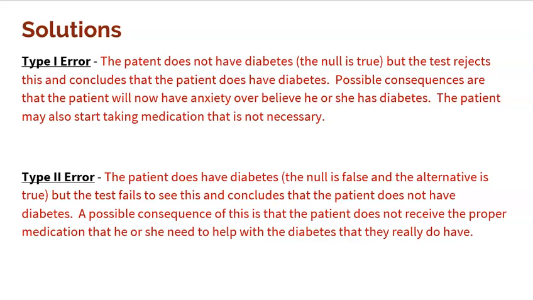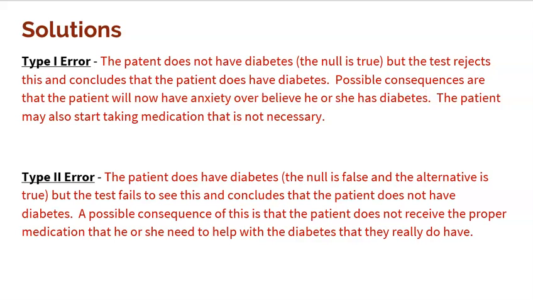So type 1 error, the patient does not have diabetes. The null is true. But the test rejects this and concludes that the patient does have diabetes. So the patient does not have diabetes, but the test says they do. So possible consequences are that the patient will now have maybe anxiety because he or she believes they have diabetes, and that's not fun to be told that you have diabetes. And maybe the patient starts taking medication that's not necessary.